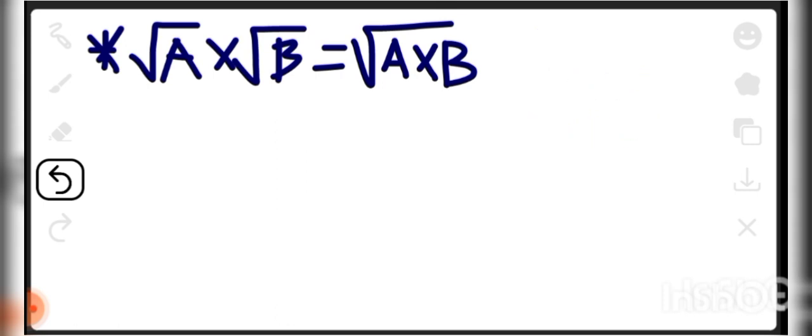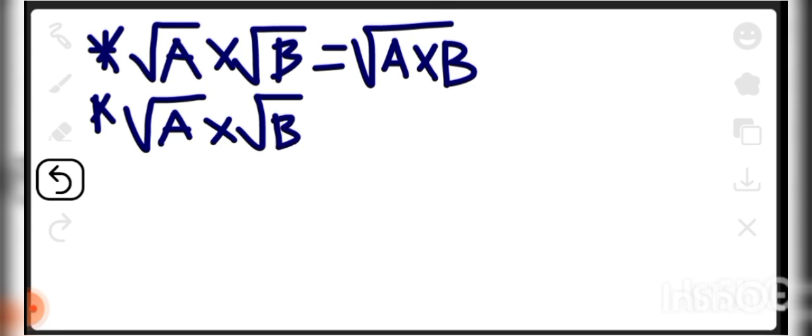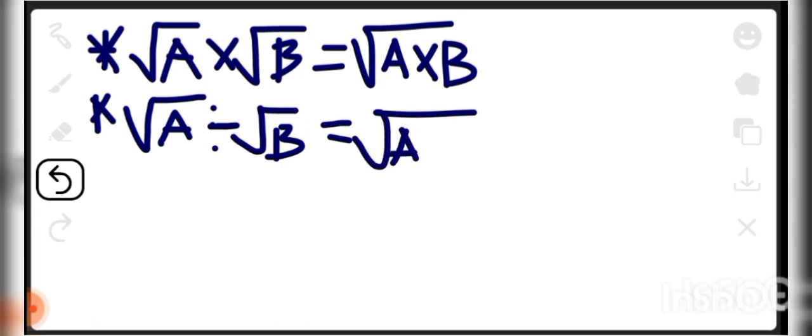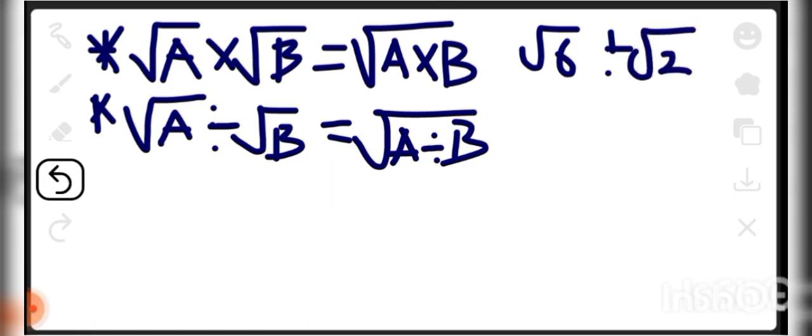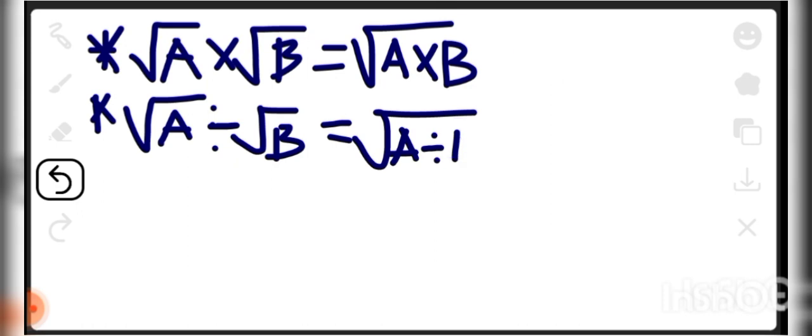The second rule is that if you have the square root of a number, a surd, dividing another surd, let's say root b, you are free to enclose everything with the same root. Now we have done multiplication, let's do division now. For example, let's say we have root 6 divided by root 2. The answer becomes root of 6 divided by 2. So division will also work.